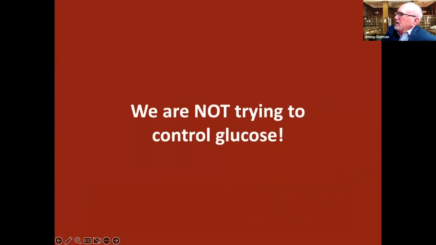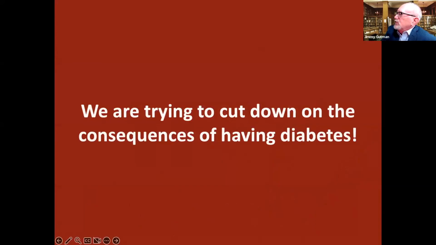Okay, all that being said, hold on, this may surprise you. We are not trying to control sugar or glucose levels by modulating glutathione. It's not what we're trying to do. What we're trying to do is cut down on the consequences of having diabetes. We are trying to preserve the health of these patients, but not by controlling sugar levels. It goes much deeper than that.